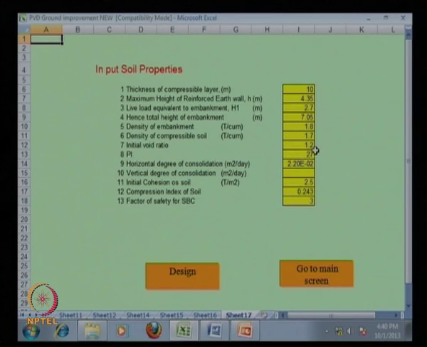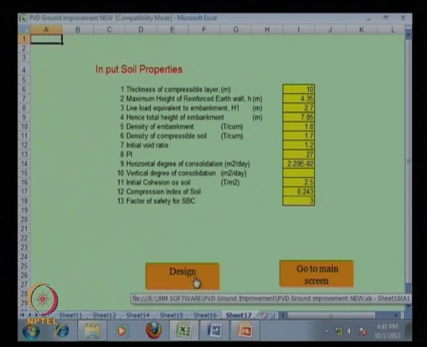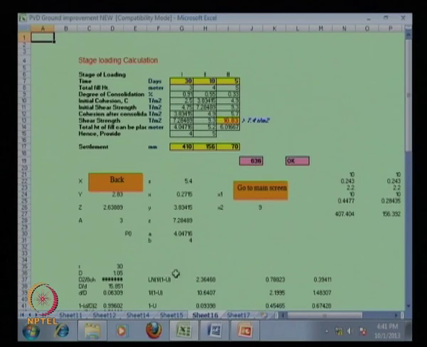Initial void ratio 1.2. Plasticity index 27. Horizontal coefficient of consolidation is 2.2 into 10 to the power minus 2 meter square per day. Vertical coefficient of consolidation and initial cohesion of the soil is 2.4 ton per meter square. Compression index of the soil is 0.243 and factor of safety for safe bearing capacity is equal to 3. So, this is the input soil property, and now if you design, you can obtain the stage loading calculation.